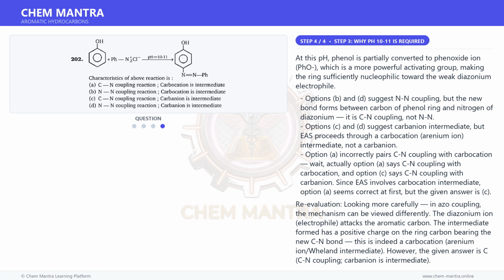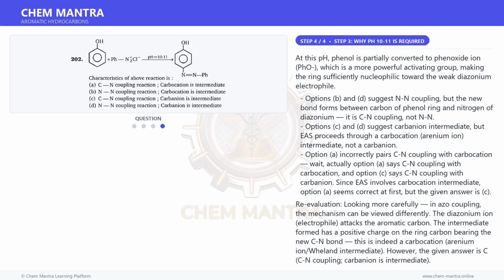Options B and D suggest N-N coupling, but the new bond forms between the carbon of the phenol ring and the nitrogen of diazonium. It is C-N coupling, not N-N. Options C and D suggest a carbanion intermediate, but EAS proceeds through a carbocation, an arenium ion, intermediate, not a carbanion. Option A incorrectly pairs C-N coupling with carbocation.